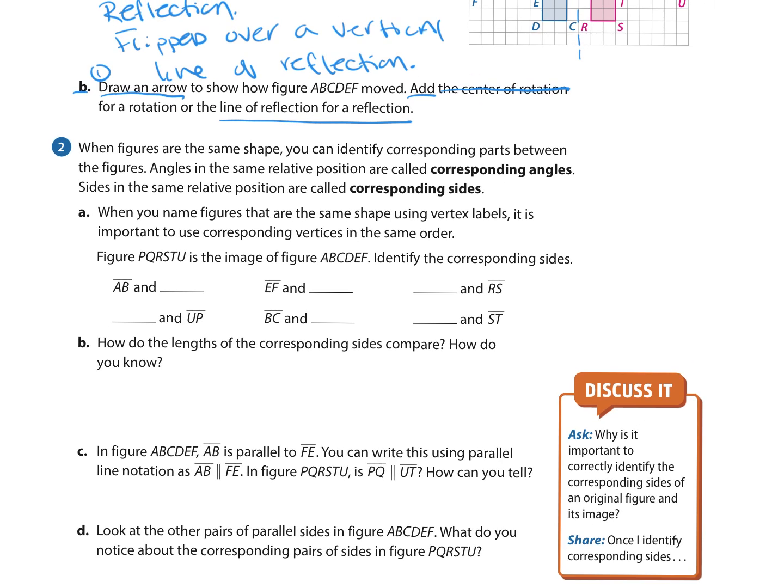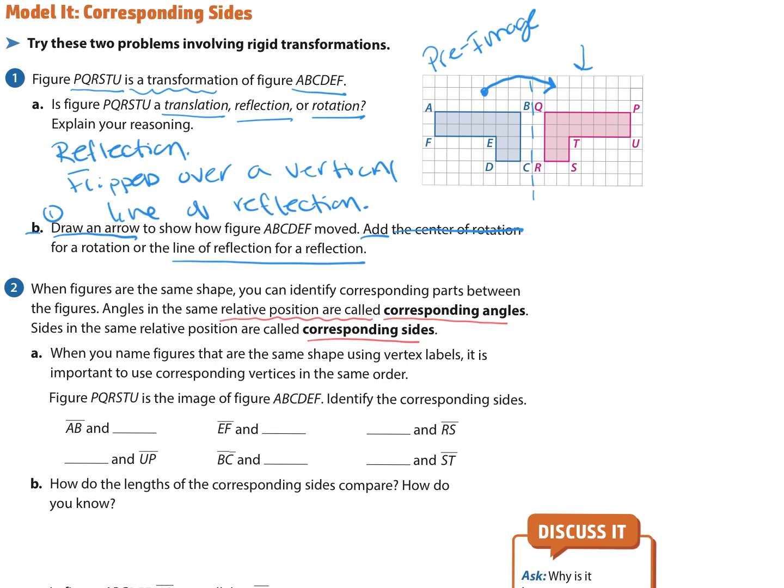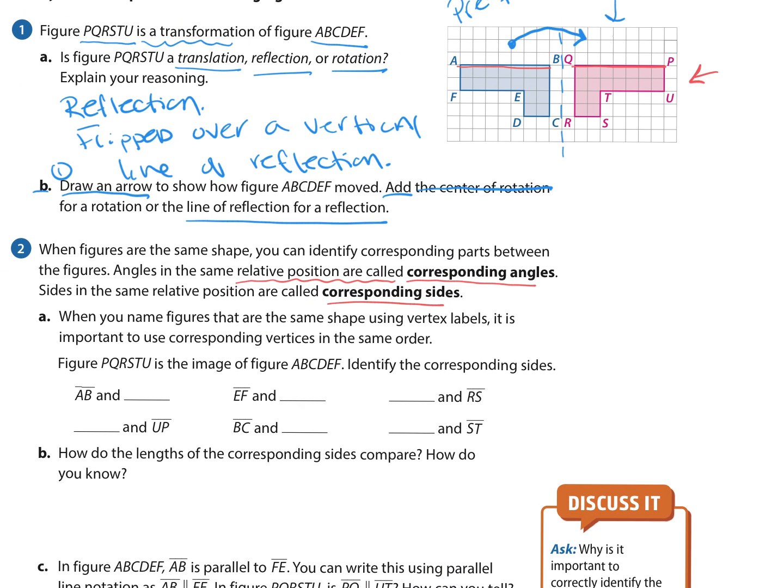So it says corresponding angles, corresponding sides. And it's talking about parts that are in relatively the same position on both shapes. So what does that mean? If I'm looking at side AB on this red figure, what is the side that's in the same spot? That will be side QP. So down here, identify the corresponding sides. We're going to put side QP. And we always put this little line above it when we're talking about a side.